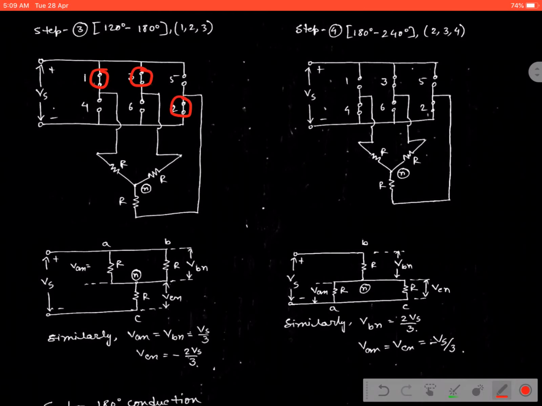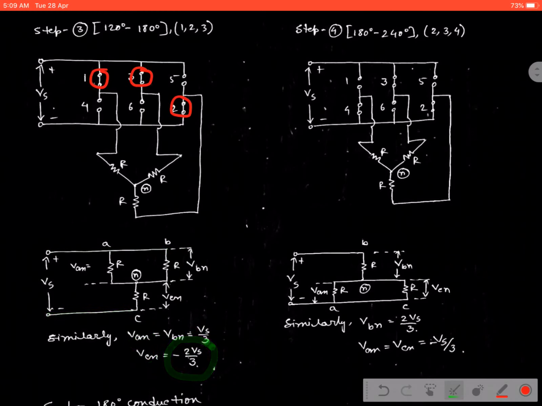In a similar way, just as I discussed a few minutes back, we can draw the equivalent circuit diagram, similar to this circuit. Again we can calculate by using the voltage dividing rule. Then we have the result VAN equal to VBN equal to Vs by 3, as they are connected to the positive terminal of the supply voltage, and VCN, which is connected to the negative terminal of the supply voltage, is minus 2Vs by 3.